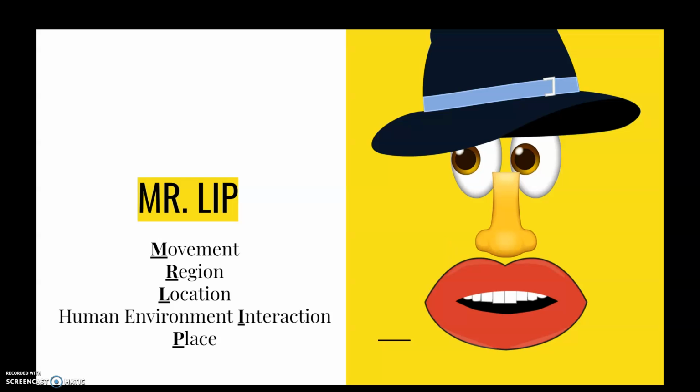So here's Mr. Lip. You guys will get to know Mr. Lip. This is going to help you remember those 5 themes of geography. Movement is M, R is region, location is L, human environment interaction is the I, and P is place. So you'll hear more about the Mr. Lip contest, but this is my quick drawing of Mr. Lip. Okay, so those are the 5 themes of geography.